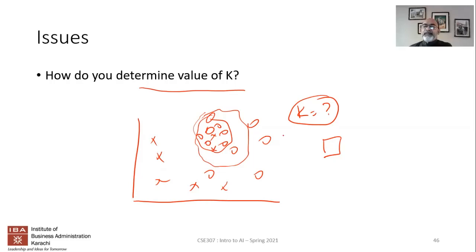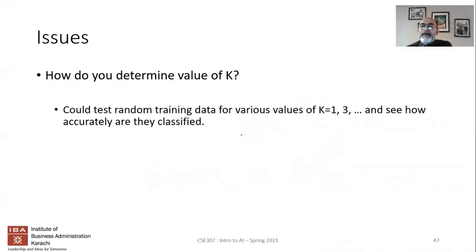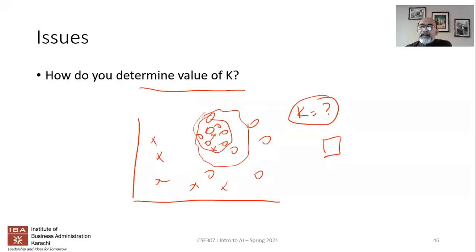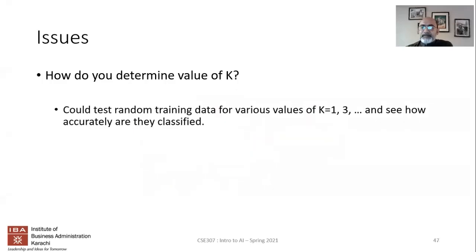Now let's take the extreme case. What if you make k very small? But before I get to that, here is a suggestion that has been used, and this is one of the techniques that's been used. What we could do is test a set of random data for various values of k equal to 1, 3, 5, and so on, and see how accurately they're classified.